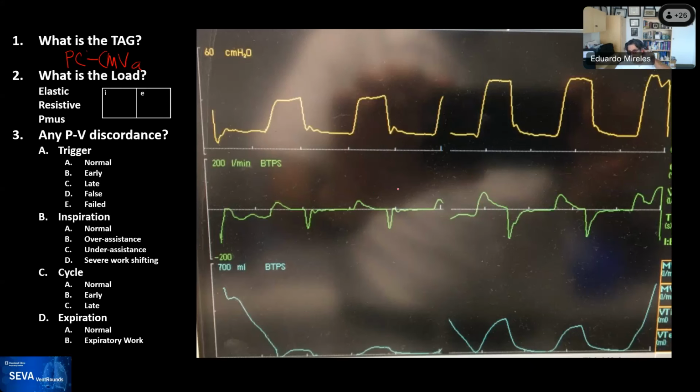What do you guys think? Is there PMUS? Is there no PMUS? So when I see these, I try to go in order. So let's start with the first breath.